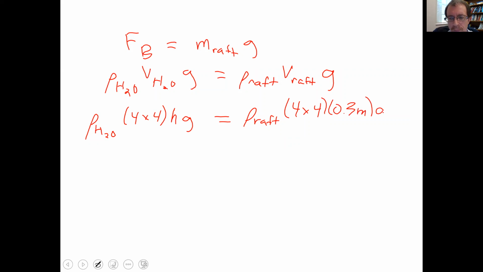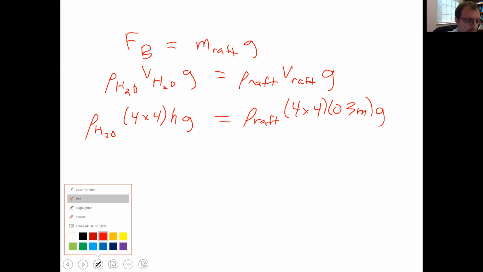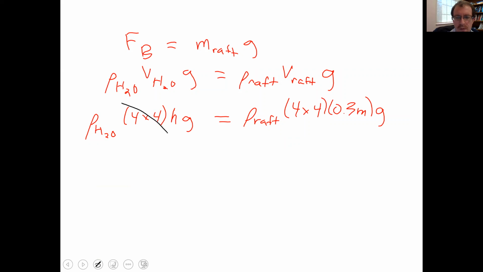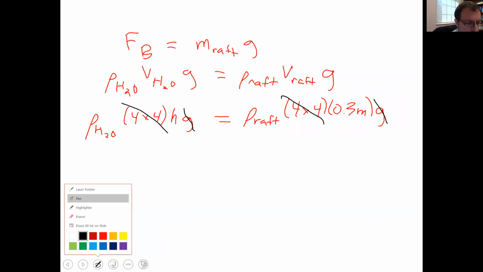Right away, we notice that we've got the same 4 times 4 on both sides. So we've effectively got 16 on both sides, and 16 and 16 are going to cancel. They're multipliers on both sides of the equation. The other thing I notice is that I've got G on both sides of the equation as a multiplier. We can divide through by G and get that to cancel out as well. So what are we left with here?